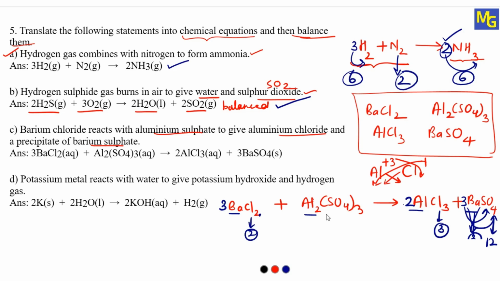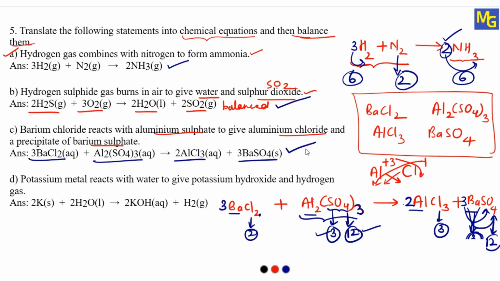Now see on the other side, this 3 which is outside the bracket is applied to both this S and O. So S is already 3 and O is already how many? 12. And now if you see on the other side, we want the same thing. Yes, we want 3 S and we want 12 O. So it is 12 and 3. Done, balanced. So that's why the balanced chemical equation is 3BaCl2 plus Al2(SO4)3 gives 2AlCl3 plus 3BaSO4. This is the balanced equation.